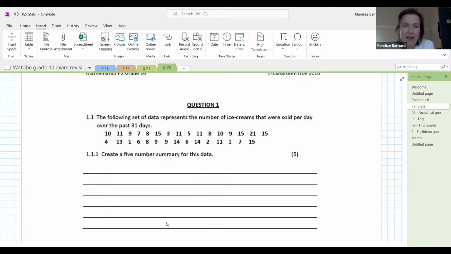We've got a set of data. In this case, the following set of data represents the number of ice creams that were sold per day over the past 31 days.